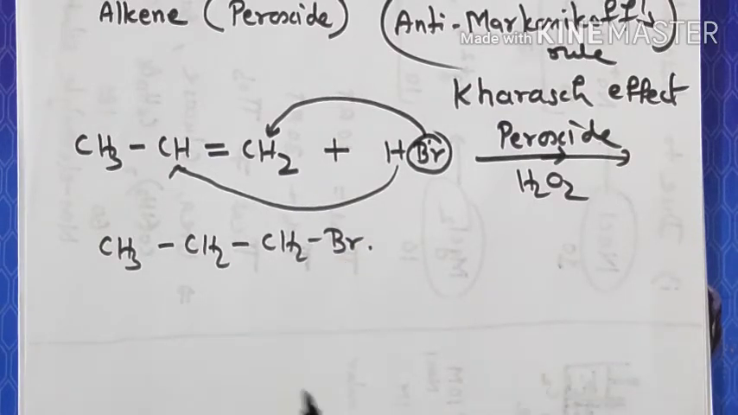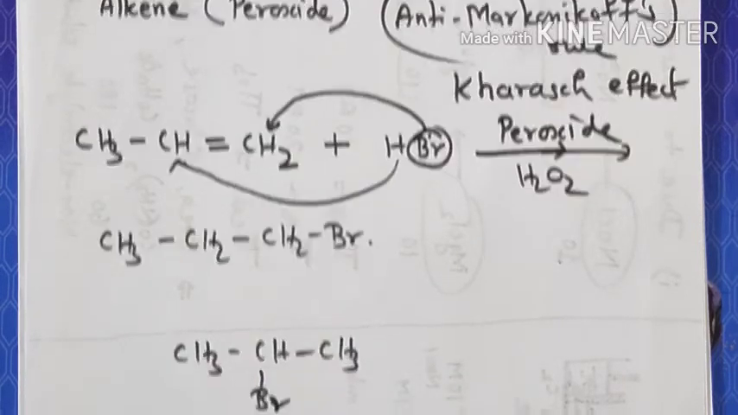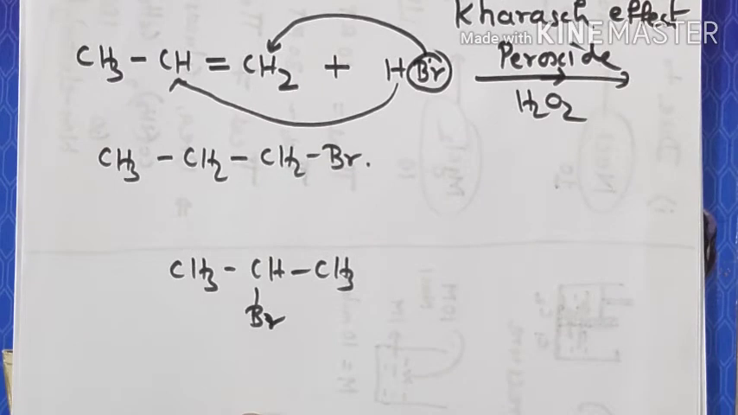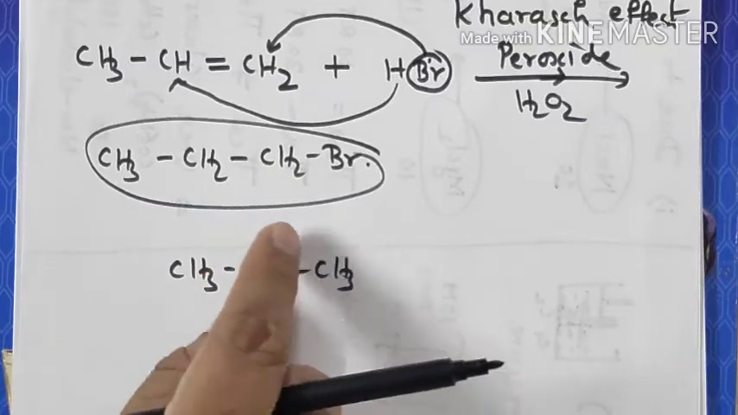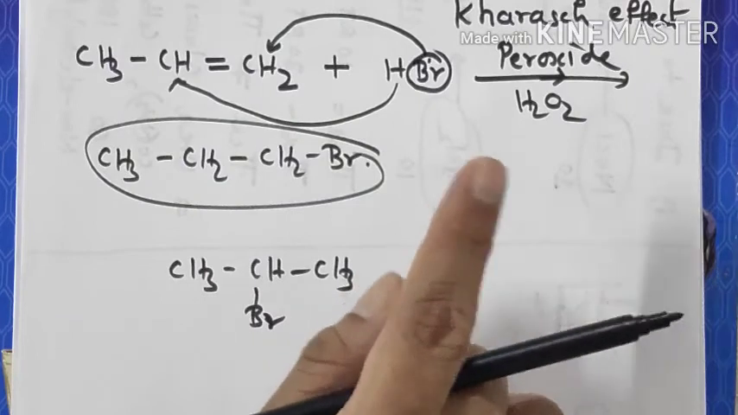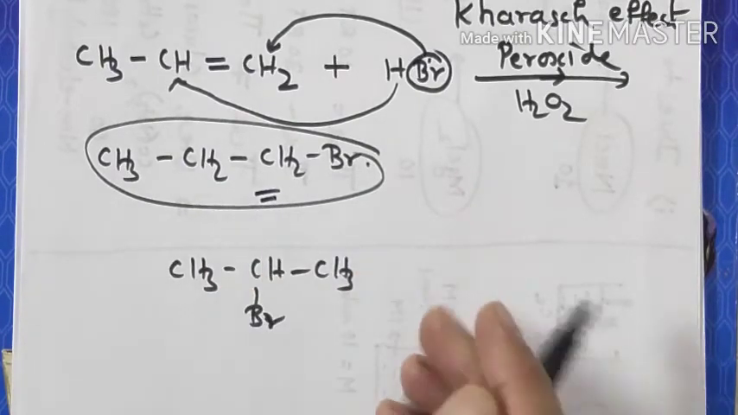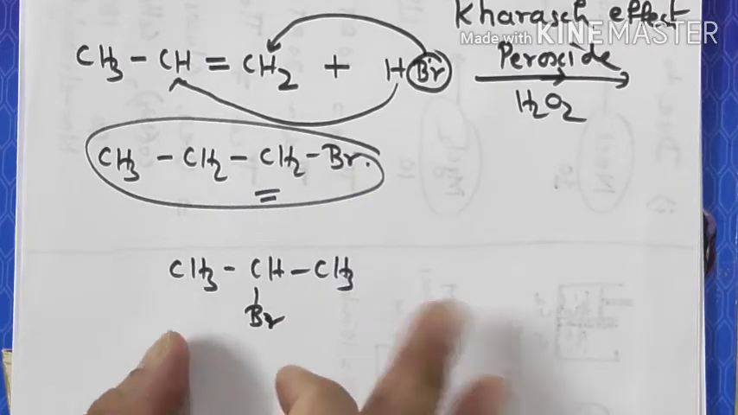If a question comes, how are you going to prepare CH3CHBrCH3, then what will I be using? I'll be using HBr, but I'll be using the Markovnikov rule. But if I am told to prepare the other product, then I'll be using the same reactant, but I'll use peroxide. So if peroxide, I will get this product. If I don't use peroxide, I'll get this product, right?